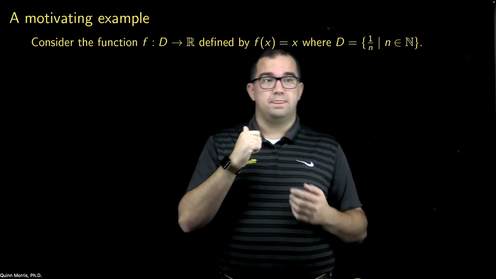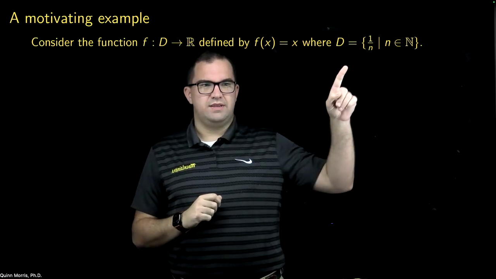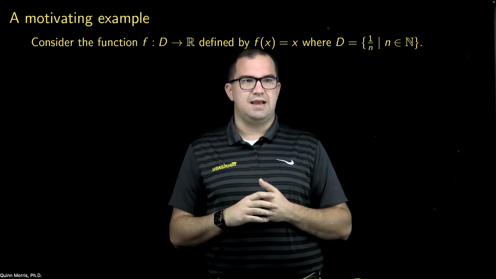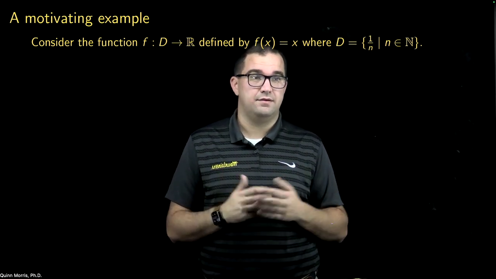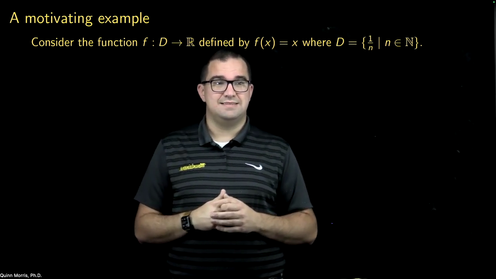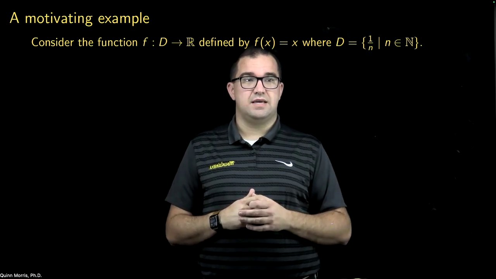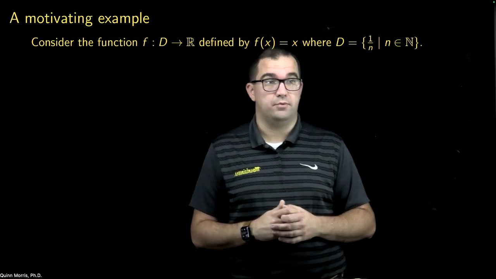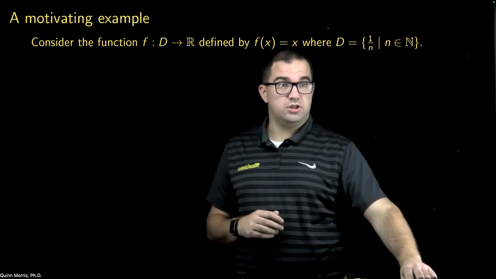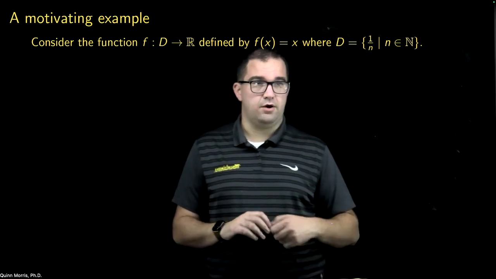But what makes this a little difficult here is our set D, our domain, is not a typical set. I want to take the set D to be the set of all values 1 over n, where n is a natural number. So we actually looked at this set in an earlier video.